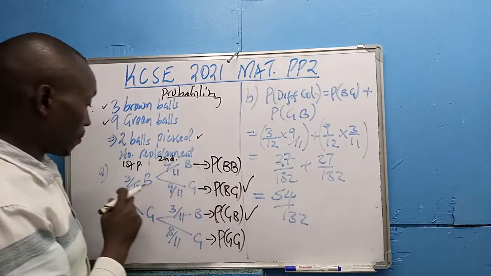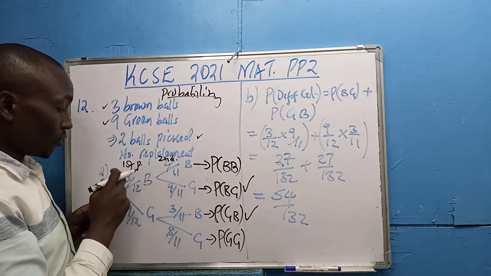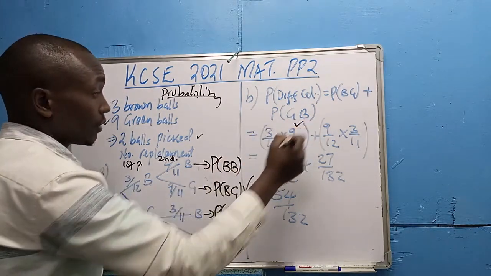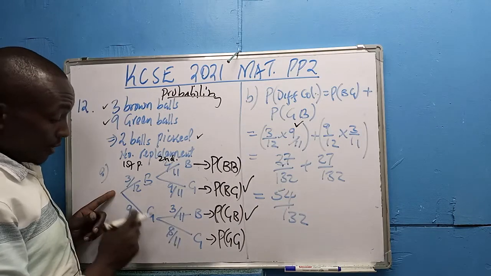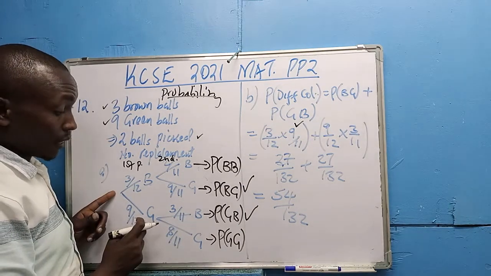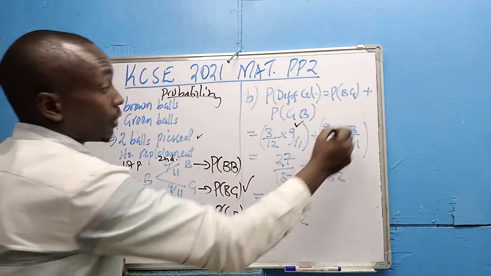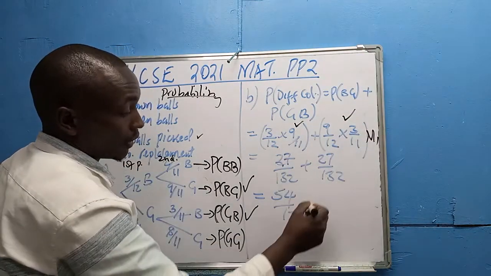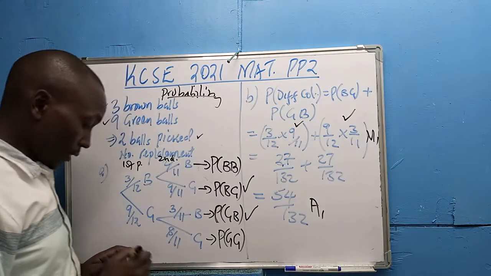So it is the probability brown green, 3 over 12 times 9 over 11, then 9 over 12 multiplied by 3 over 11. And that is that. With that, that's where the student scores the other mark. Then working them out, the student gets that.